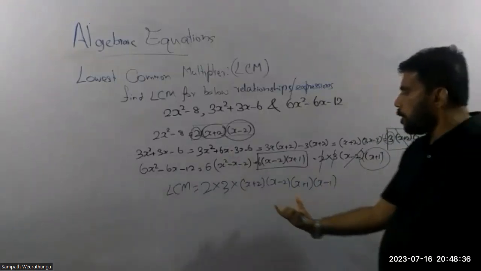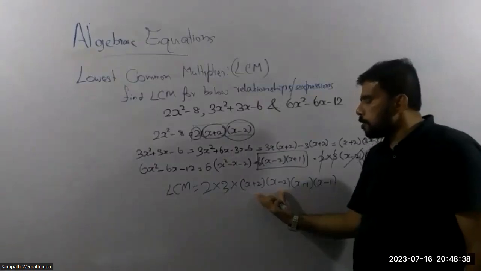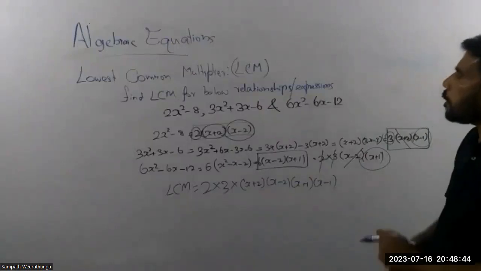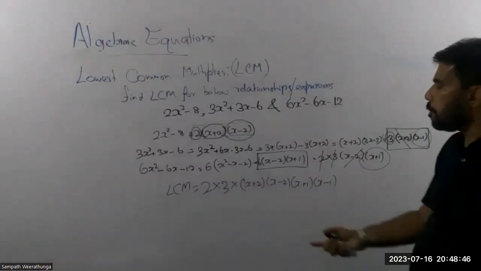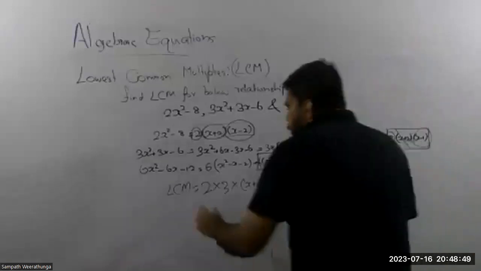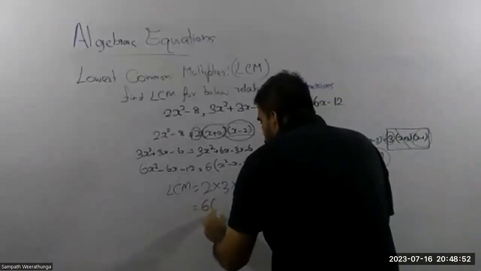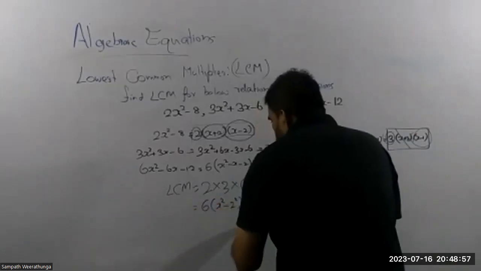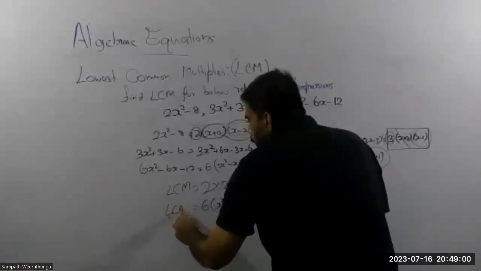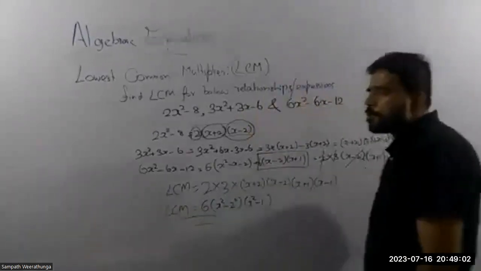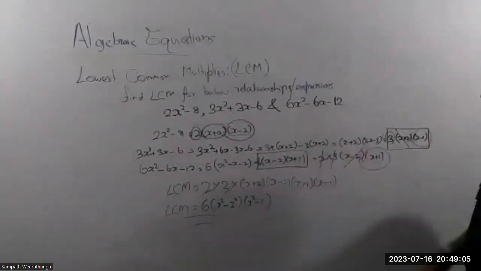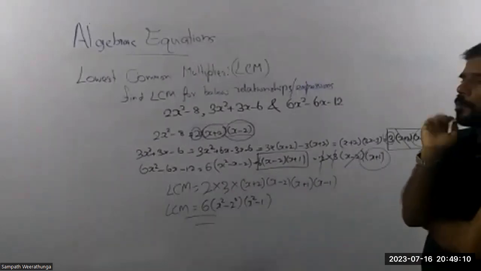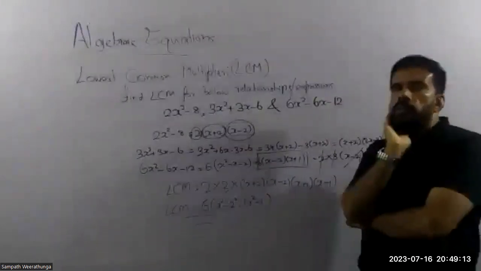So this is my lowest common multiplier. Then anyway, you will say, okay, this is (x plus 2) squared. This is (x plus 1) squared. Yes, you can write like that. Otherwise, you can keep this as this. So if you want to simplify this, you can directly write 6 (x squared minus 2 squared)(x squared minus 1). That is the lowest common multiplier for the given expressions. Right. So this is the way we are dealing with lowest common multipliers for algebraic expressions.